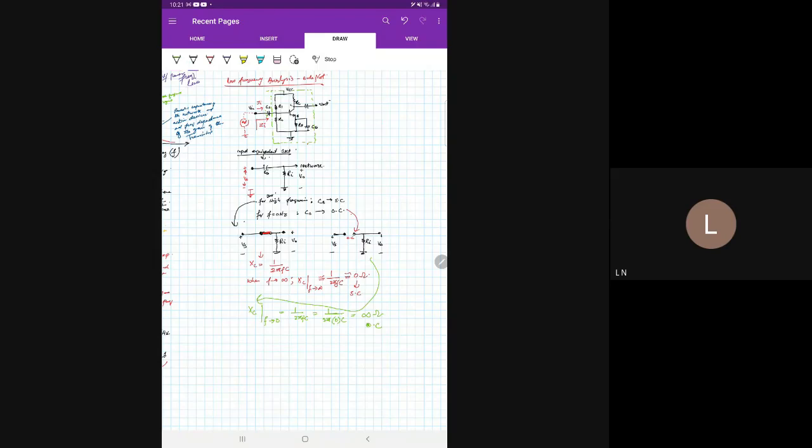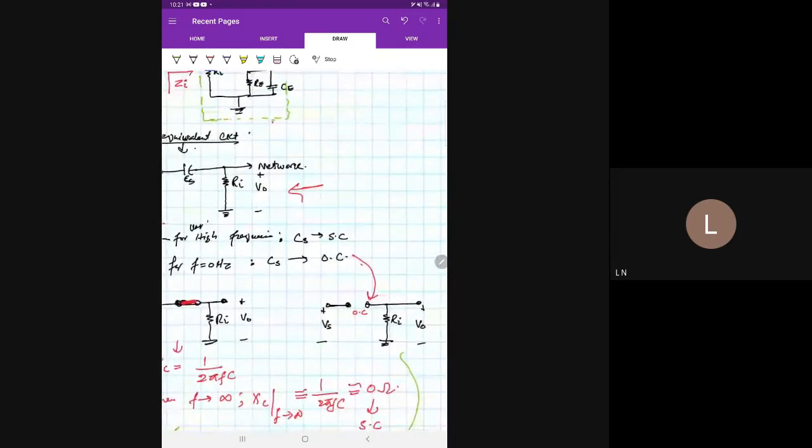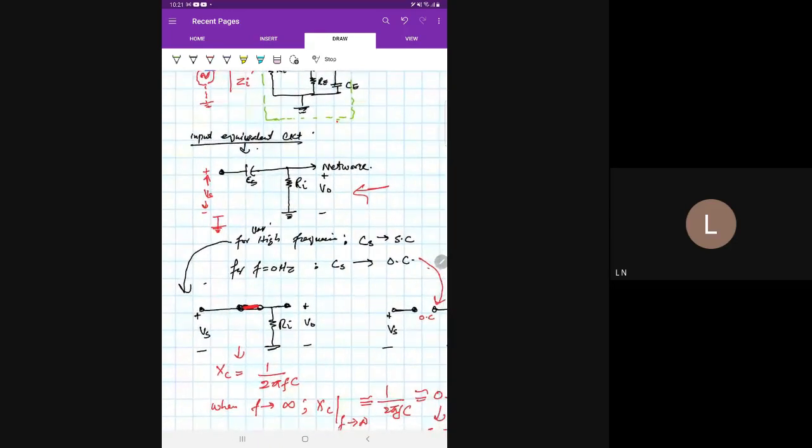Now see, what is the output of this network? If we determine V output, this is a voltage divider network. You have Vs, which is equal to V input, and then you have two impedances. One is Ri, equal to R. Then you have another impedance for CS, say for example, X of C.